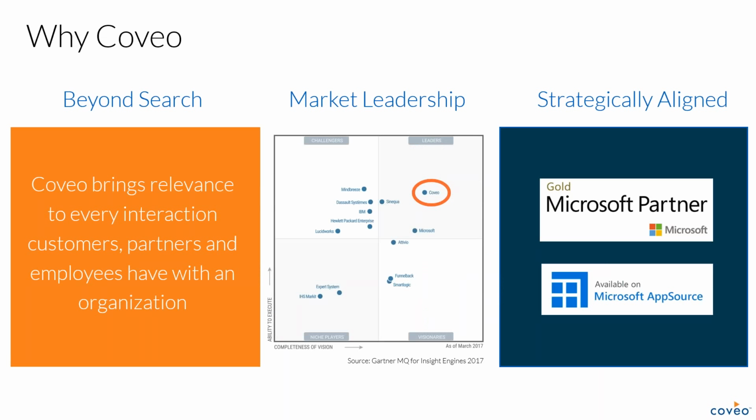So why Kibeho? Well, as I mentioned earlier, Kibeho goes well beyond traditional search by bringing relevance to every interaction that your customers, your partners, your employees, all of those within your organization have. Gartner recognizes that this shift is in the marketplace and acknowledges Kibeho as a clear leader in the insight engine space. And not only do we have great integration and a very strong alliance with Microsoft as a Gold ISV partner, our intelligent support solution has also been successfully deployed in a wide range of industries such as technology, financial, healthcare, and manufacturing with proven results.